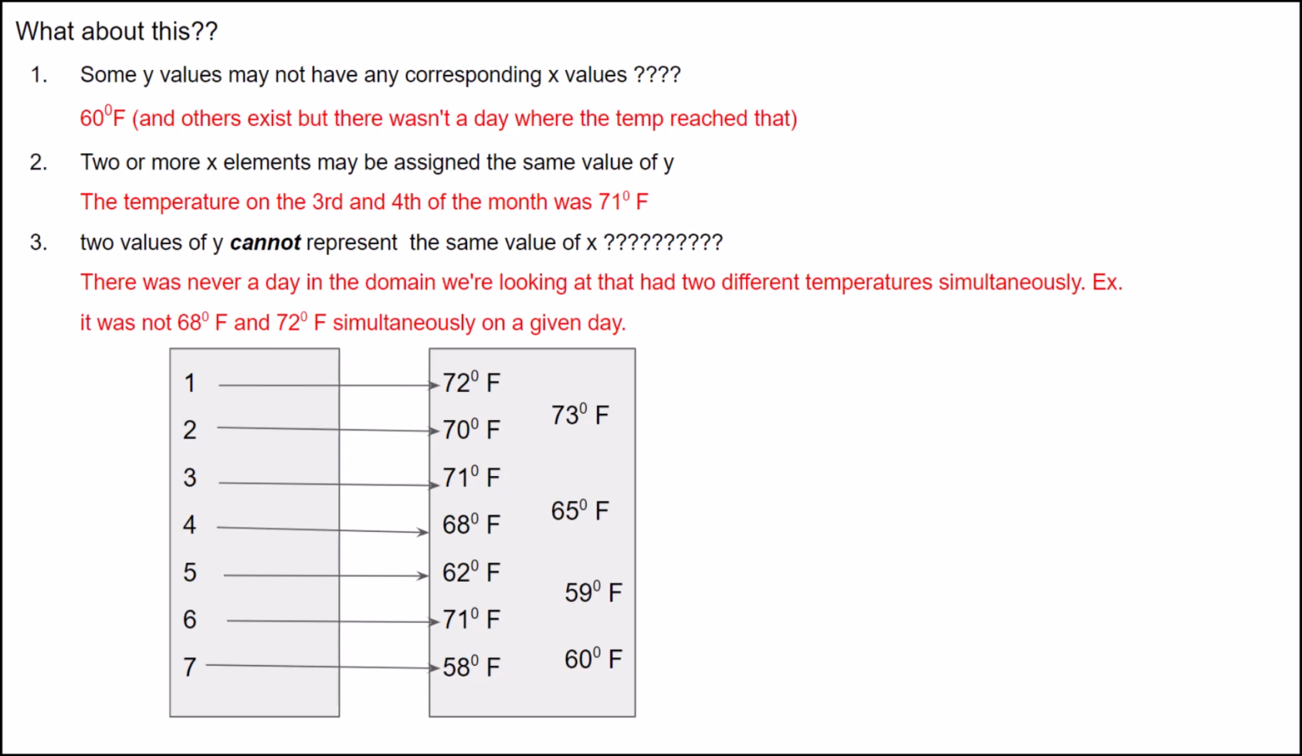Then we also said two values of y cannot represent the same value of x. So as we see here, there was never a day in the domain, or the x values that we're looking at, that had two different temperatures simultaneously, i.e. it was not 68 and 72 degrees simultaneously on a given day.